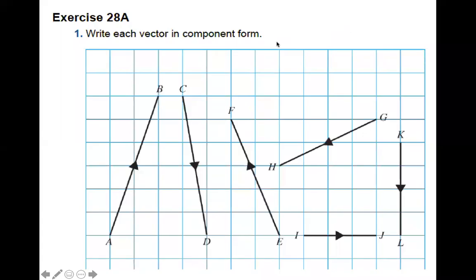Someone wanted to see as well some of the homework correction. So yeah, that was exercise 28A, the first one that we're going to look at to try and solve here.